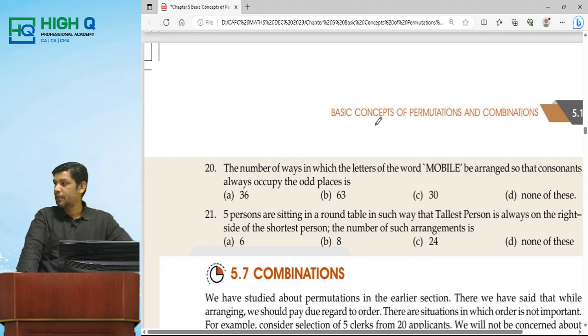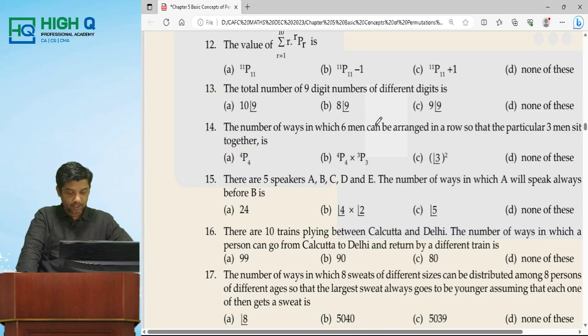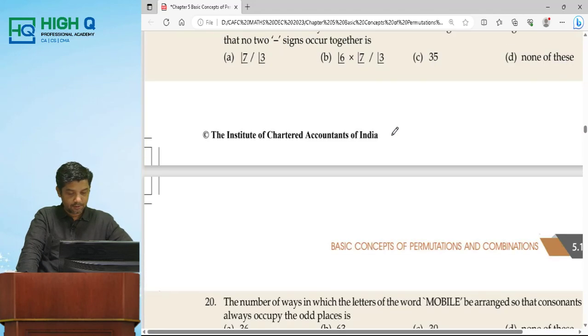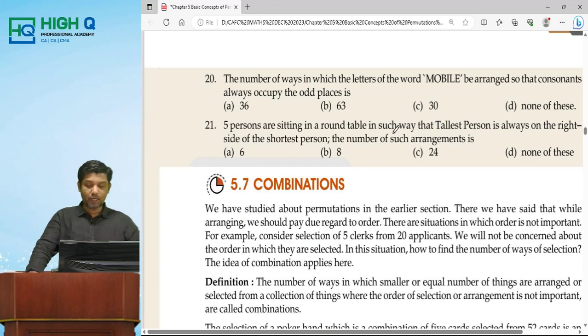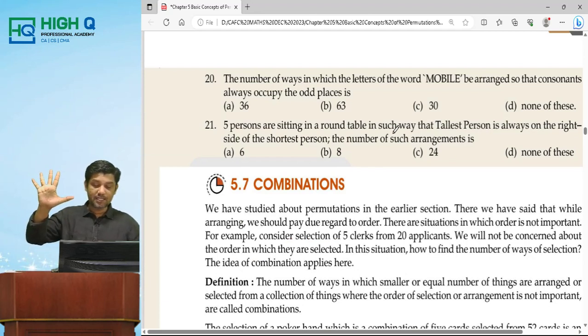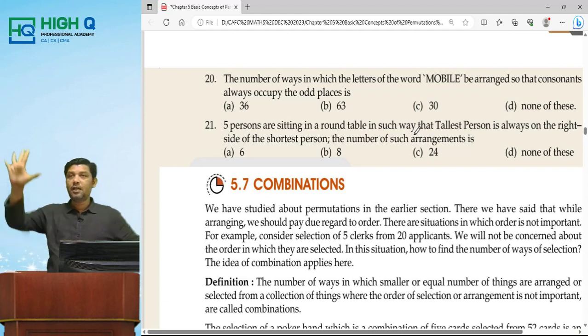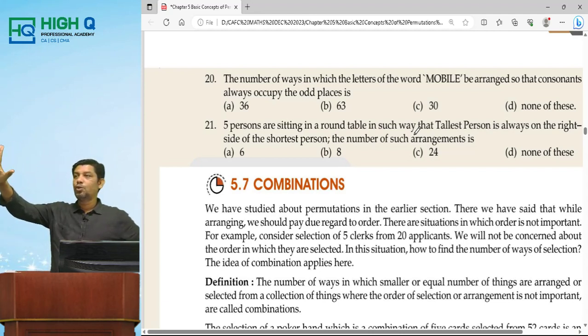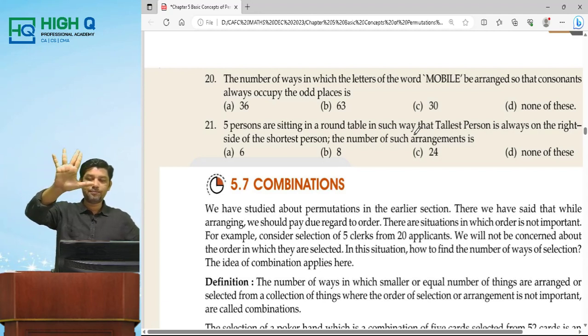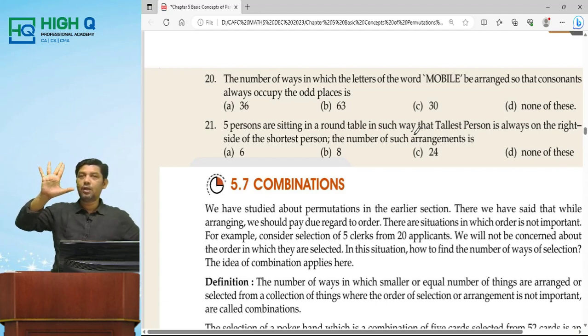Now look at this. 21, let me have a small explanation. 5 persons are sitting at a round table in such a way that the tallest person is always on the right side of the shortest person. The number of such arrangements? Out of 5 people, 2 are together. This is the next question. Out of 5, 2 are together. What is the answer, my dear?